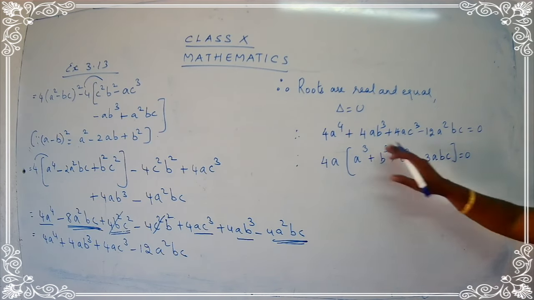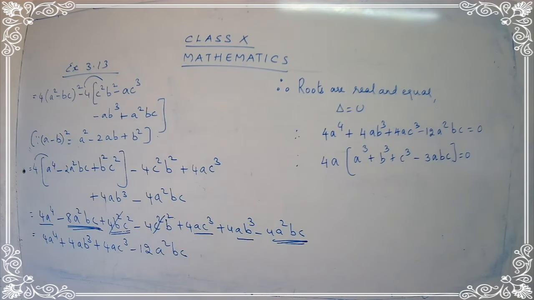Clear? So now just go for the proof part. What is the thing that we have to prove? We have to prove that a is equal to 0 or a cube plus b cube plus c cube is equal to 3abc.